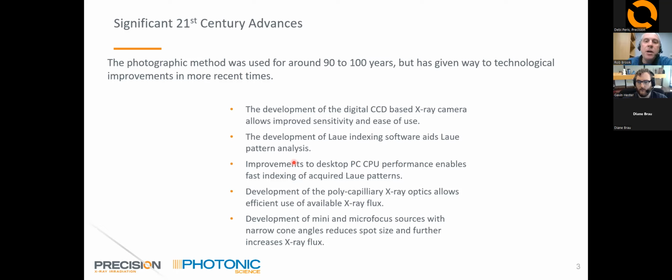Development of mini and micro focus sources and also narrower cone angles also reduces the X-ray spot size on the sample, and also increases your X-ray flux.